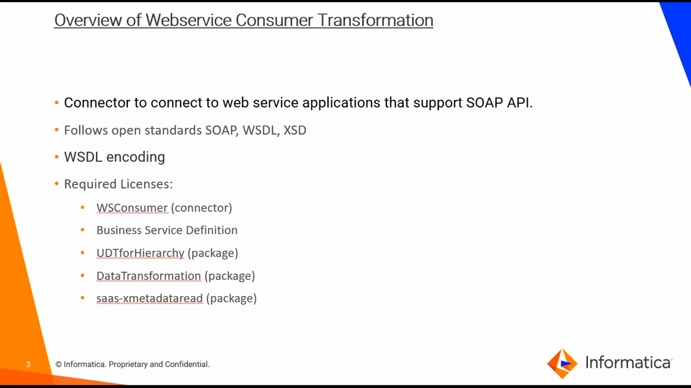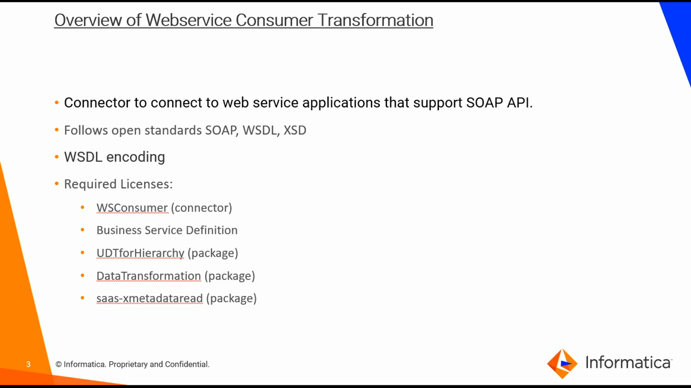Let's go to the overview of the Web Service Consumer Transformation. We use Web Service Consumer Connector to connect to web service applications that support SOAP API. You can use Web Service Consumer Connector in a web service transformation. You can use it as a midstream in a mapping to pass single or multiple requests to a web service application and process the response data. You can also pass data obtained from multiple transformations in the mapping pipeline and process the data.